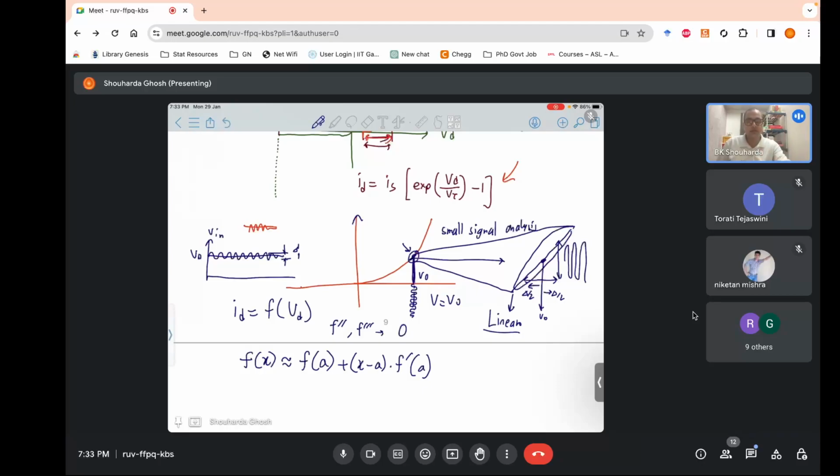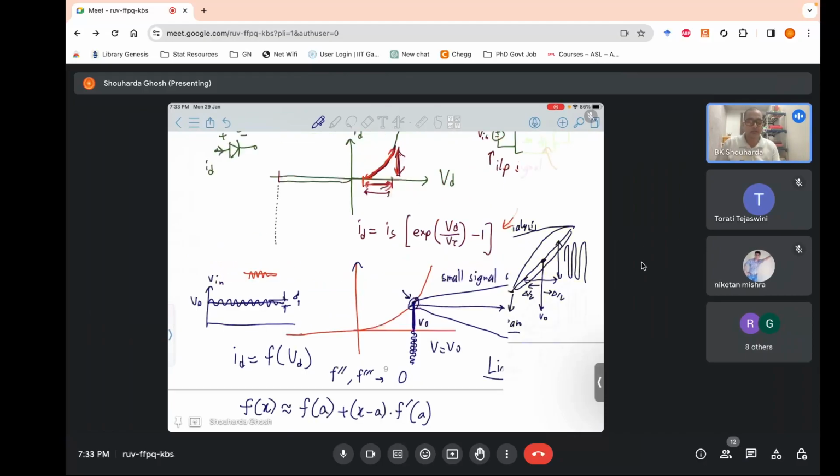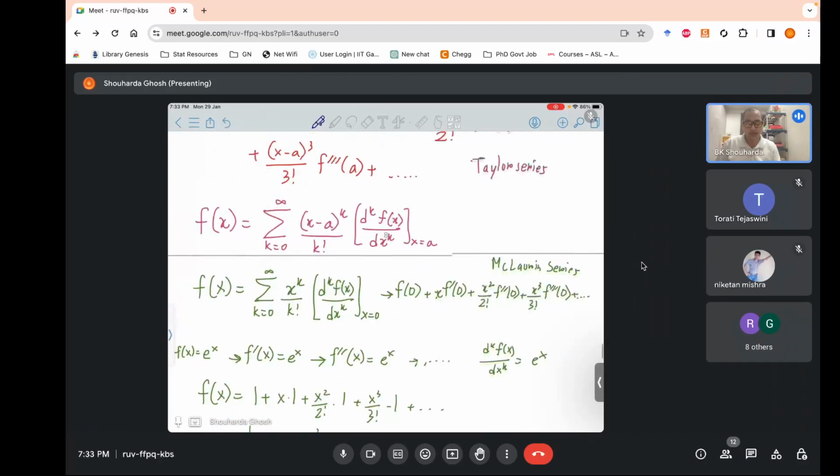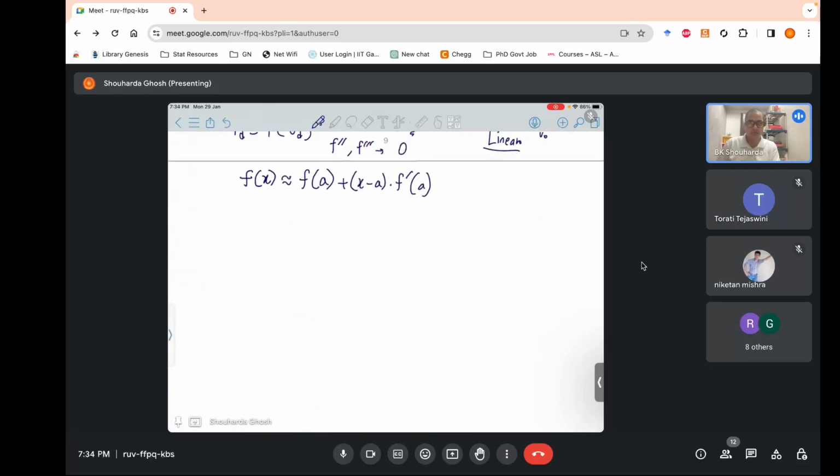What is the significance of x equal to 0 in Maclaurin series? So yes, Maclaurin series is nothing but a special case of Taylor series where you're expanding around 0. So if your point of interest is 0, at that time it's a Maclaurin series. Otherwise it's nothing special, it's just for a equal to 0. So Taylor series is the crux, Maclaurin series is a special case.